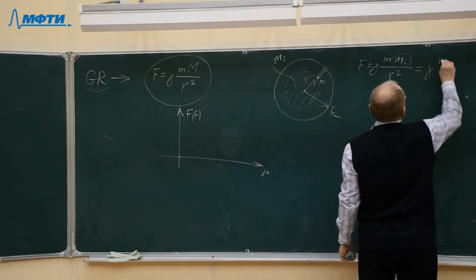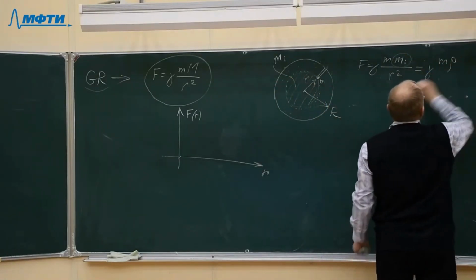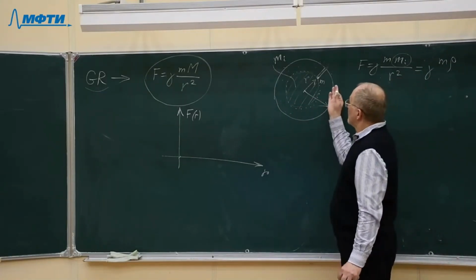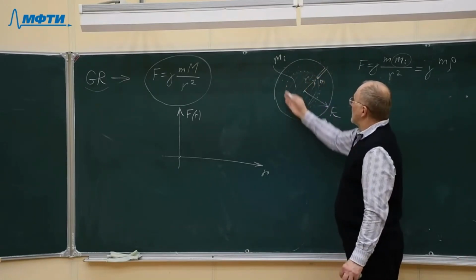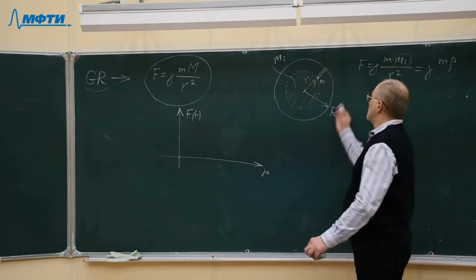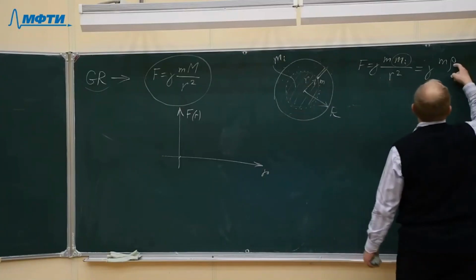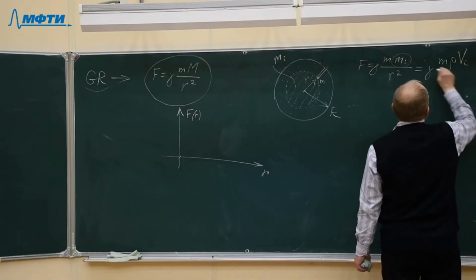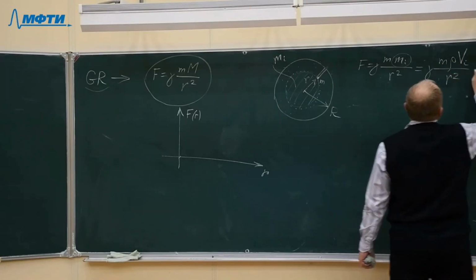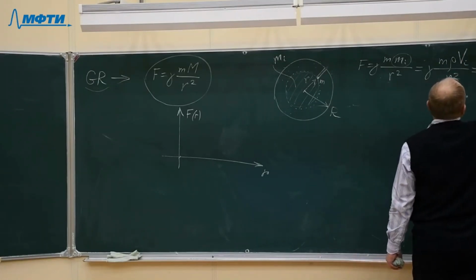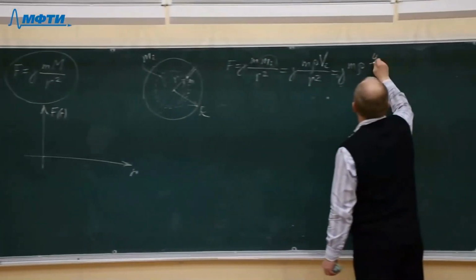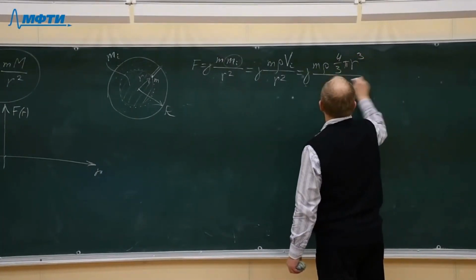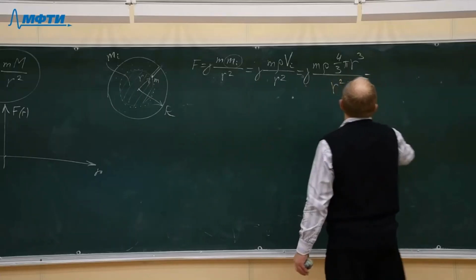And the mass of this inner sphere is the density of material, which we consider to be constant. We believe that the matter is distributed evenly throughout the volume of the sphere. So the density, which is constant, times the volume of the inner sphere, and this gives you the mass. What is the volume? It is 4/3 pi r cubed. And this is divided by r squared.